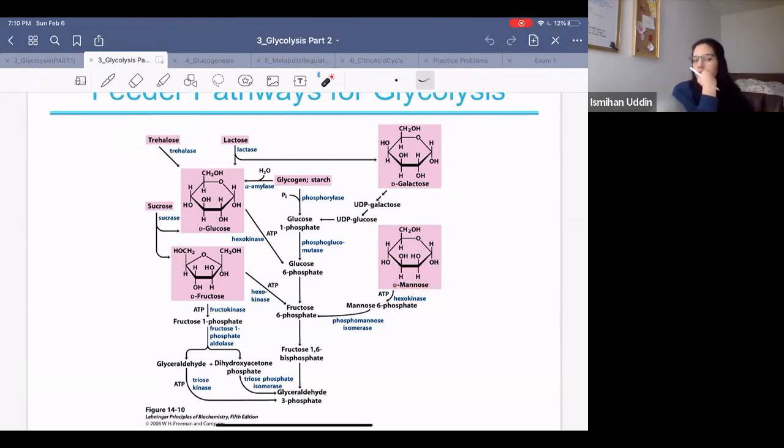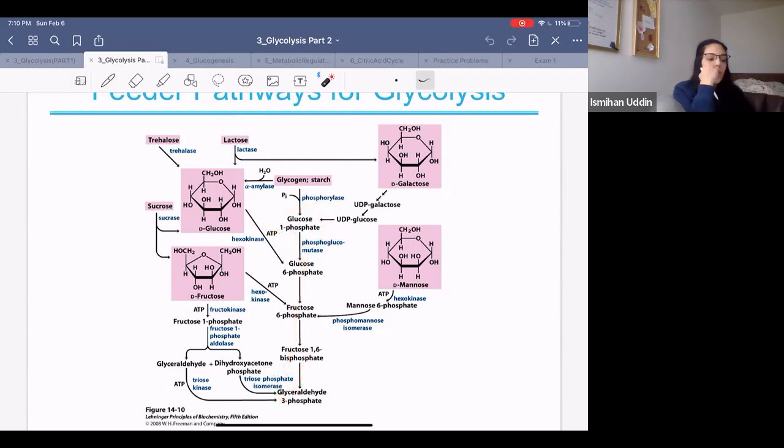And like we talked about how glucose itself can be converted down to pyruvate, but how can the other ones? So we see a feeder pathway of how that happens. Like lactose, with the enzyme lactase, gets converted to D-galactose, with UDP-galactose converting to UDP-glucose, and then glucose 1-phosphate. Now this is the glycolysis cycle again.